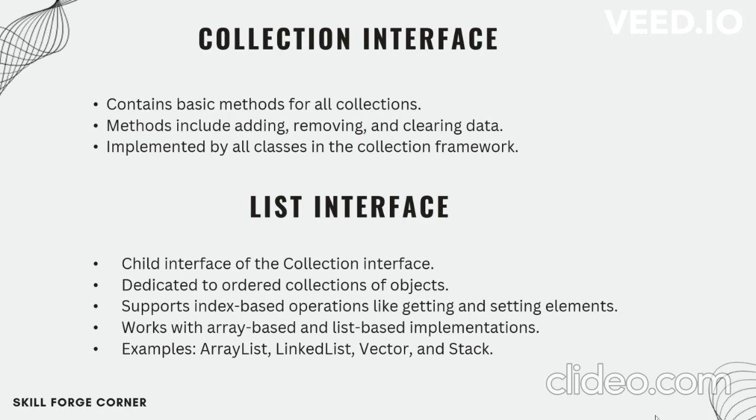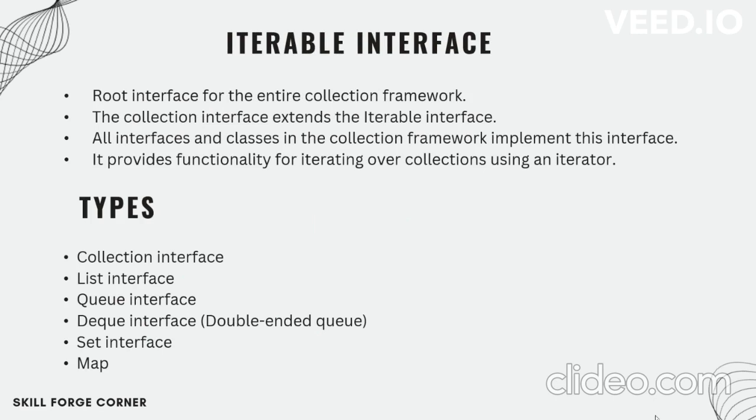Before ending this video, I will also give a small glimpse of the queue interface, deque, set, and map. The queue interface, as we all know, follows the principle of first in, first out. Whatever enters first in the queue will exit first. It supports operations like adding, removing, and inspecting elements. For example, we can relate it to linked list and priority queue. And the deque interface is a double-ended queue that extends the queue interface. It supports operations at both ends, front as well as rear of the queue, and allows elements to be added and removed from both ends.